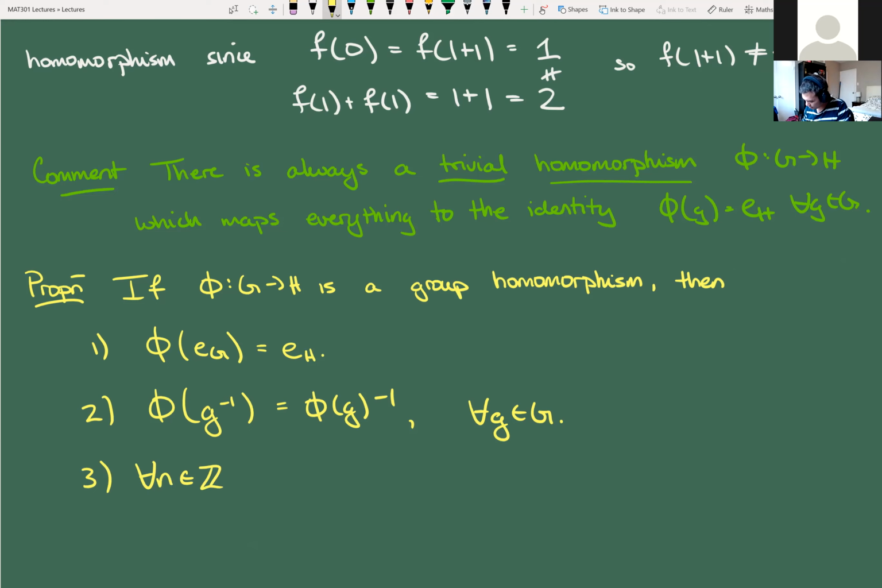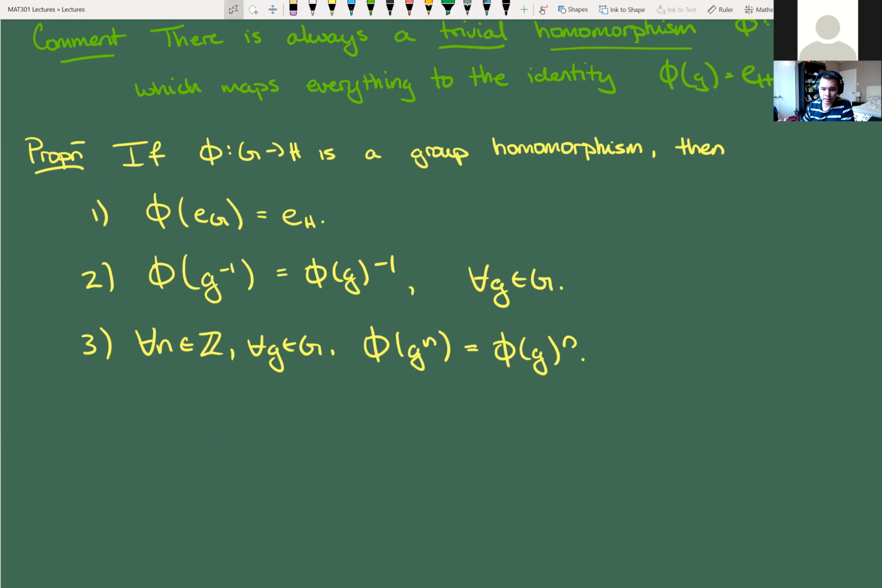I guess I should say for all n in Z, and for all g in G. Any power of g is also preserved, or any integer power. Since phi distributes over the product, certainly exponents are going to be preserved as well, right? And so I'm going to prove all of these because they're very straightforward.